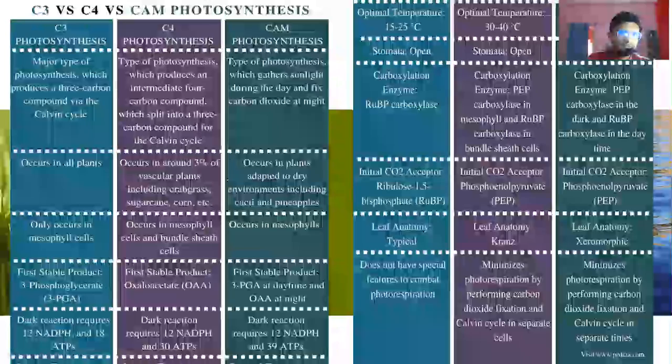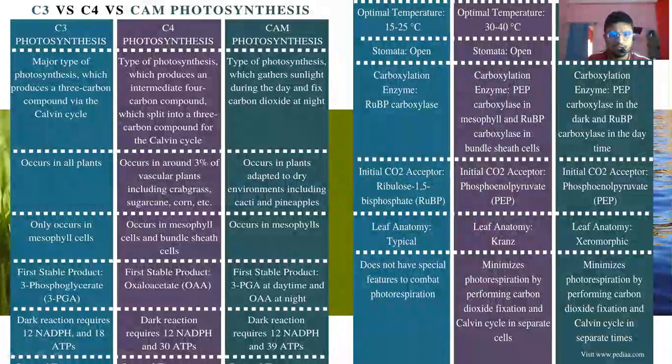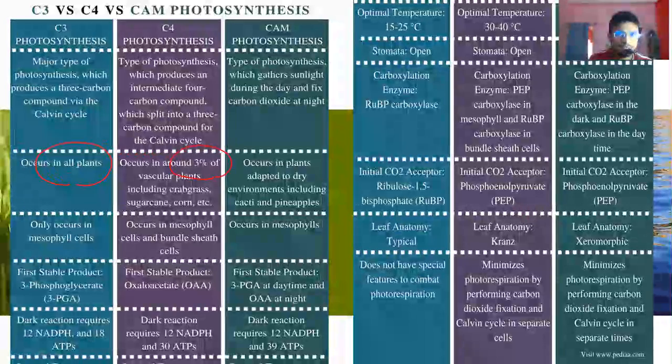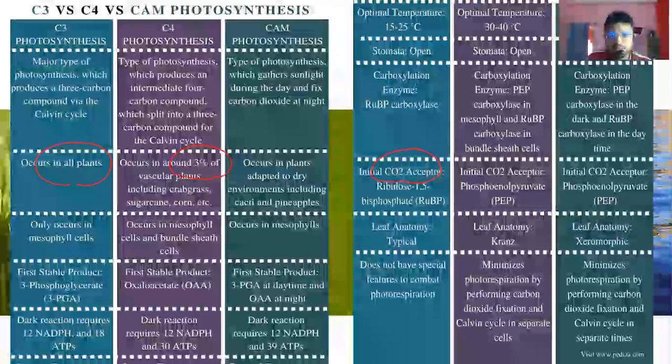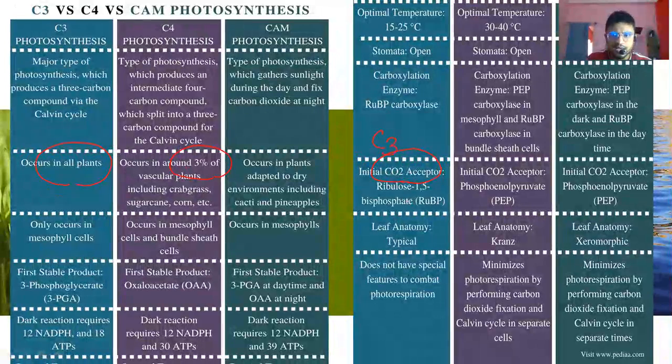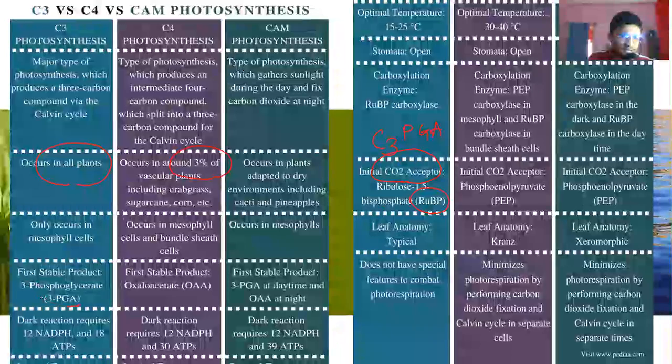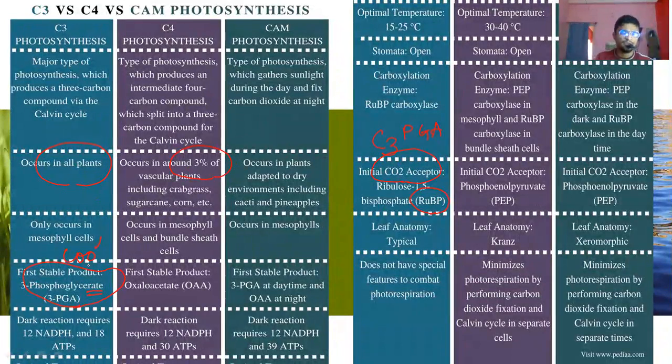There are some more differences. If you are interested, you can note it down. Like, C3 occurs in all plants, C4 occurs in 3% of the vascular plants, and some other examples. Now the initial CO2 acceptor, this is very important. For the C3 plant, the acceptor is RuBP. Now after the acceptance of CO2, they will convert it into PGA, that is phosphoglyceric acid or phosphoglycerate, depending on the group.